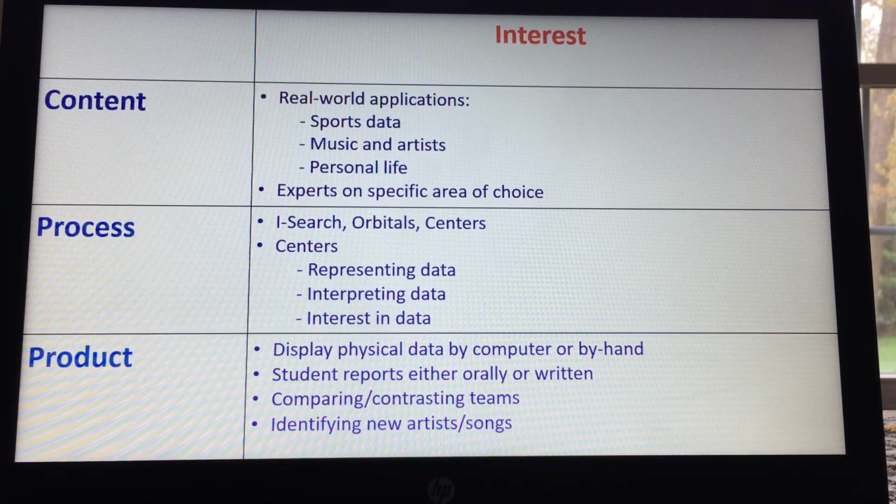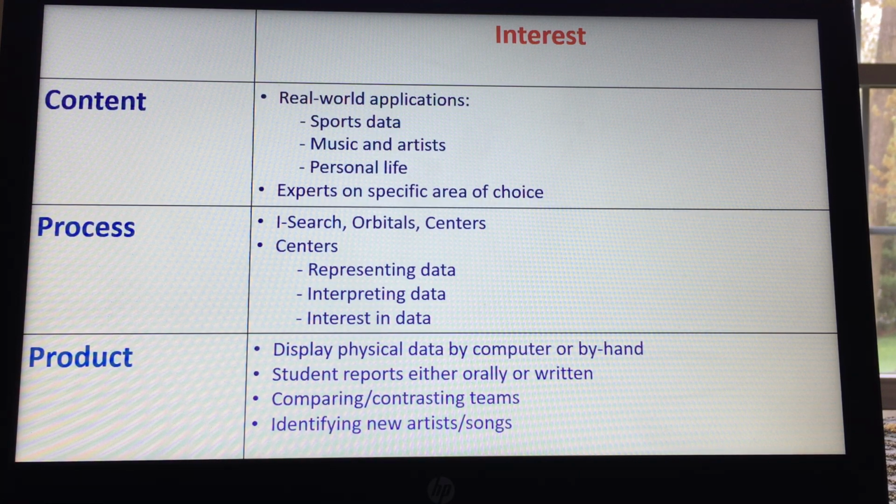Math Lab. The process has 3 activities: I-search, orbitals, and centers, which we've recently discussed in class. I prefer to use centers, and I frequently do use them. The 3 ways I showed in my last presentation on centers, and I continue to use, start with representing data. Students are given a bunch of points and are asked to plot them in some type of form, whether it be a box and whisker plot, a stem and leaf, or a pie chart, etc. They have the option to choose which method they would like to present the data.